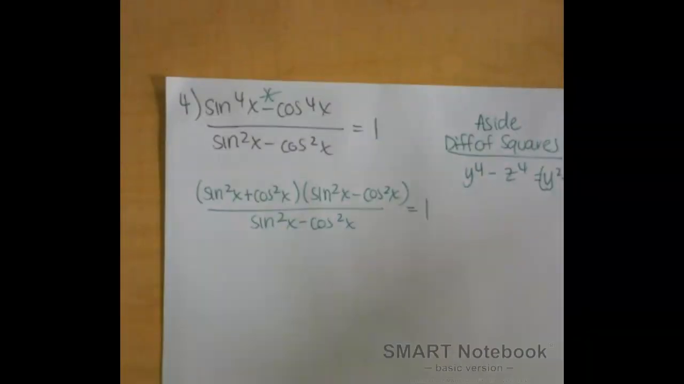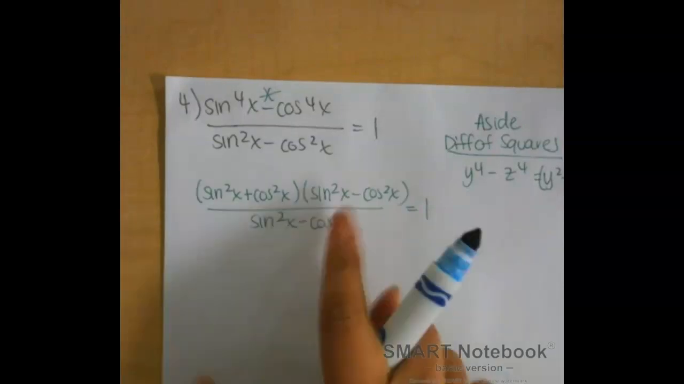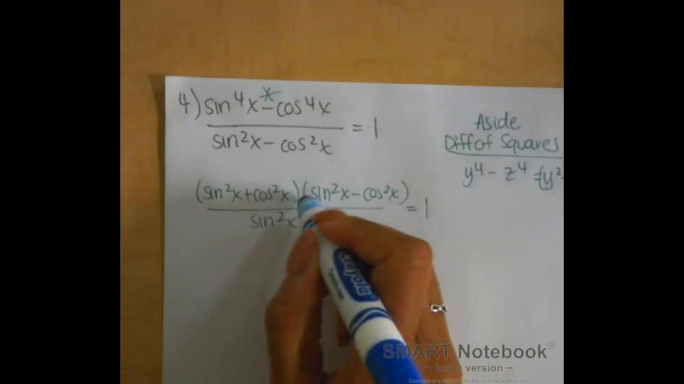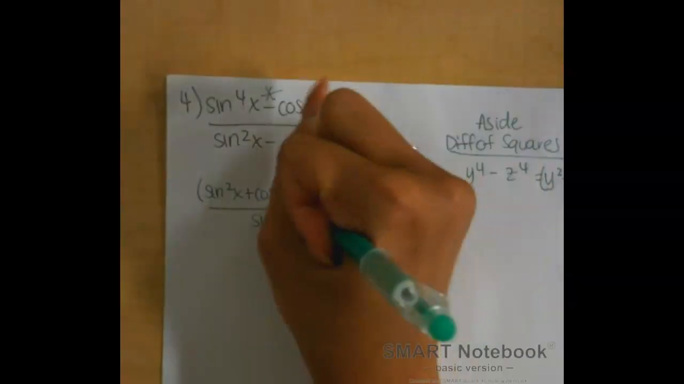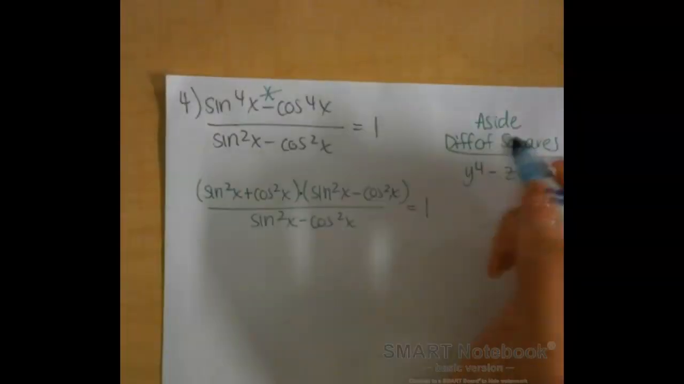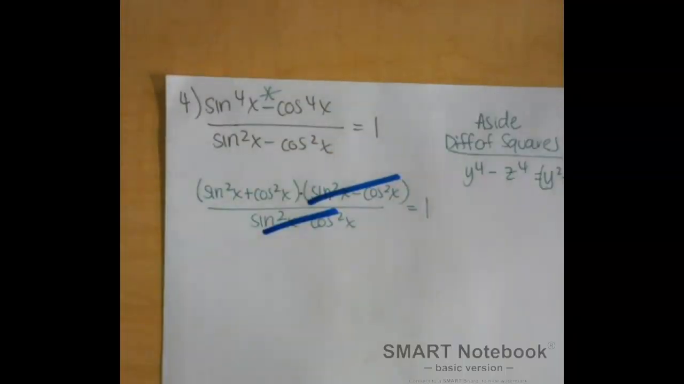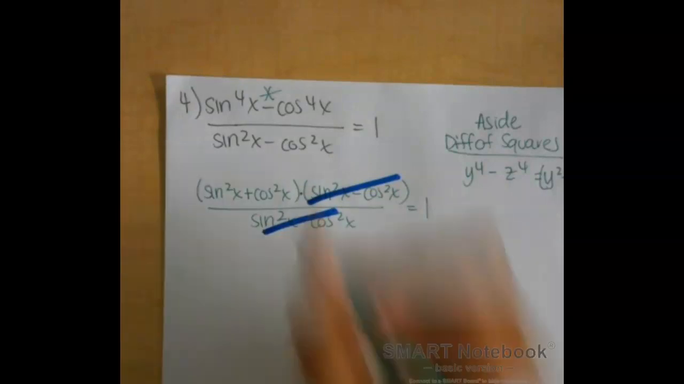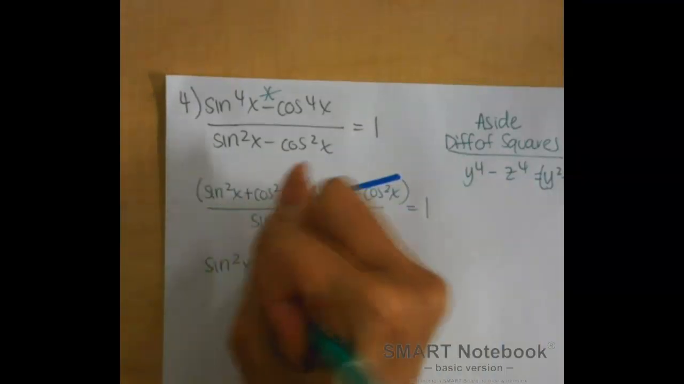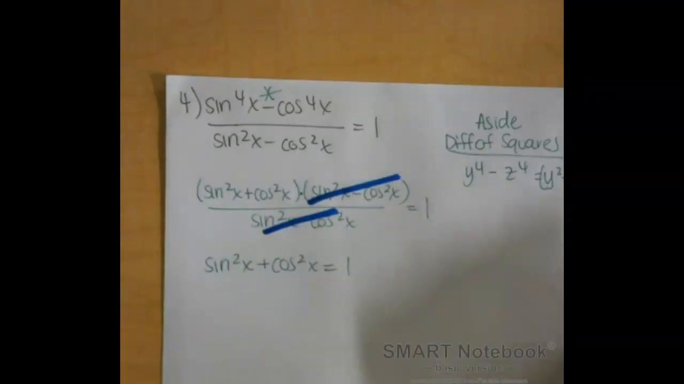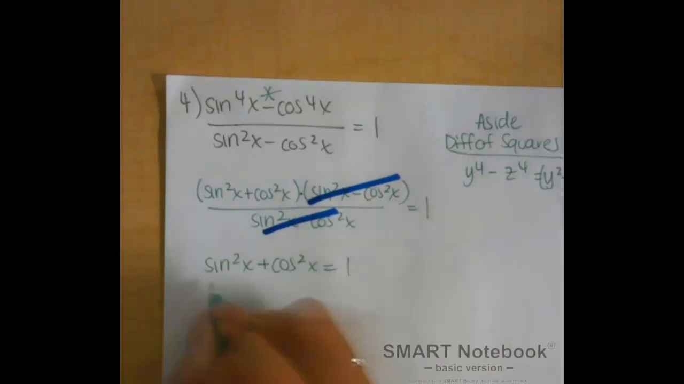What can I do now? I can cancel. So double check to make sure you can. I know these 2 are being subtracted, these 2 are being added, but there is multiplication between both of those parentheses. You are multiplying both of those. So you can technically cancel this numerator and this denominator. That's going to leave me with sine squared x plus cosine squared x equal to 1. What is sine squared x plus cosine squared x? Don't leave your answer like this, guys.